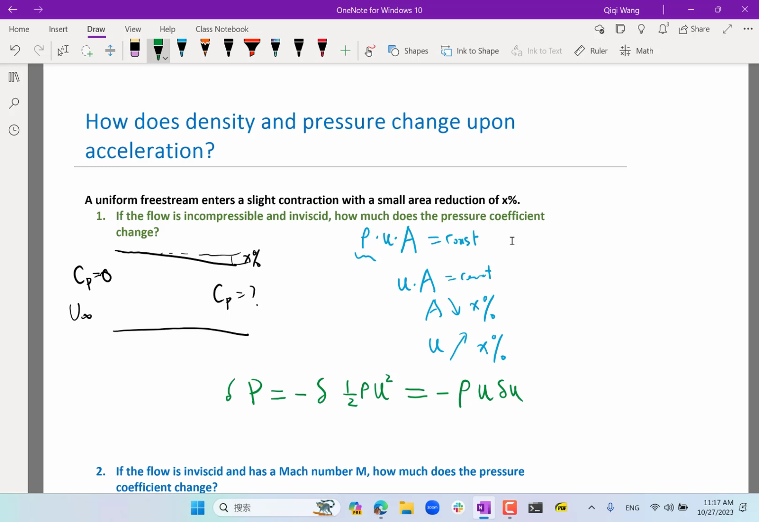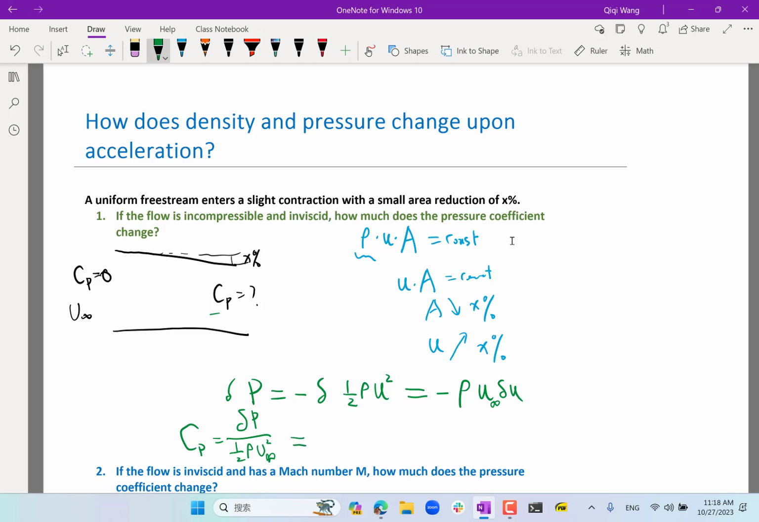Now, finally, we're not looking at just the pressure, but looking at a small change in the Cp, right? What is Cp? So Cp, or delta Cp, right? And we know the previous Cp is equal to 0, so delta Cp is actually Cp, is equal to the delta P divided by a half of rho u infinity squared, right? Okay, and of course, since the velocity change is small, we can just use u infinity here as the u in the previous equation. So plug both in.